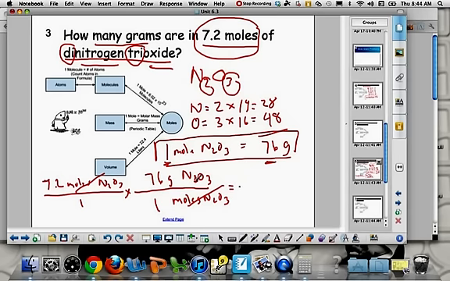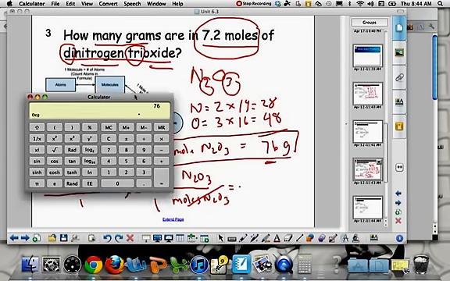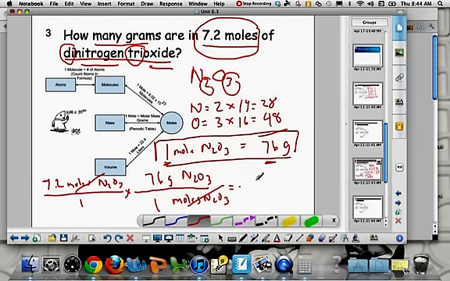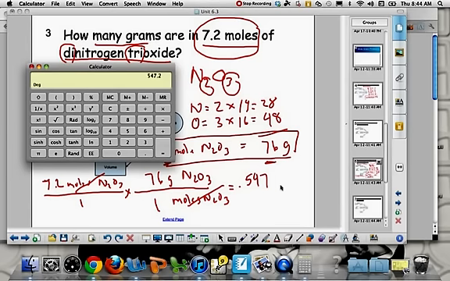Multiply everything together on the top. 7.2 times 76. That's what we want to do. I multiply the top part of this together, 7.2 times 76. When I do that, I get 547, I believe is what it said, 0.2.